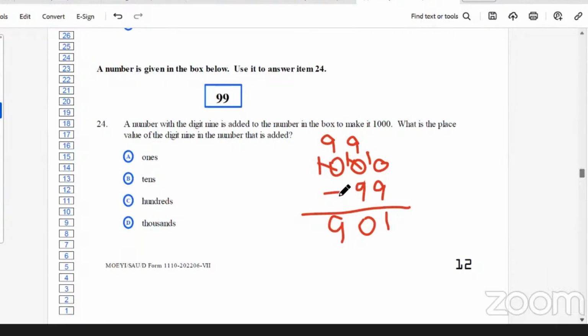What is the place value of the digit 9 in the number that's added? So this is the ones place, tens place, hundreds place. So the answer would be C.